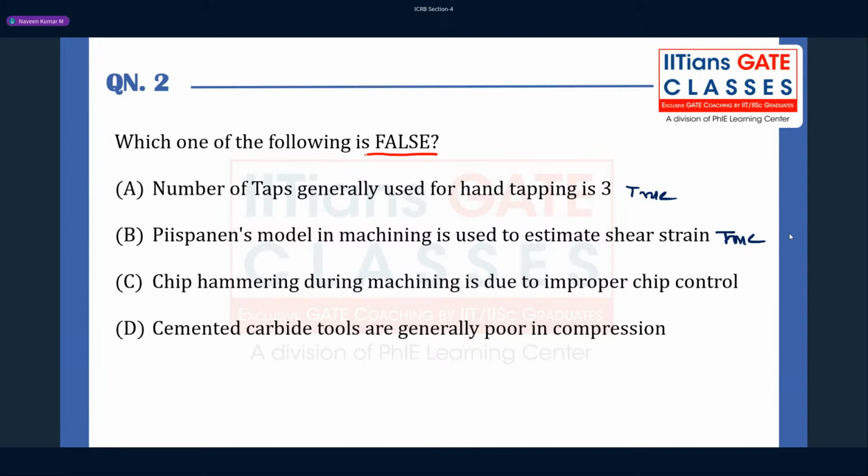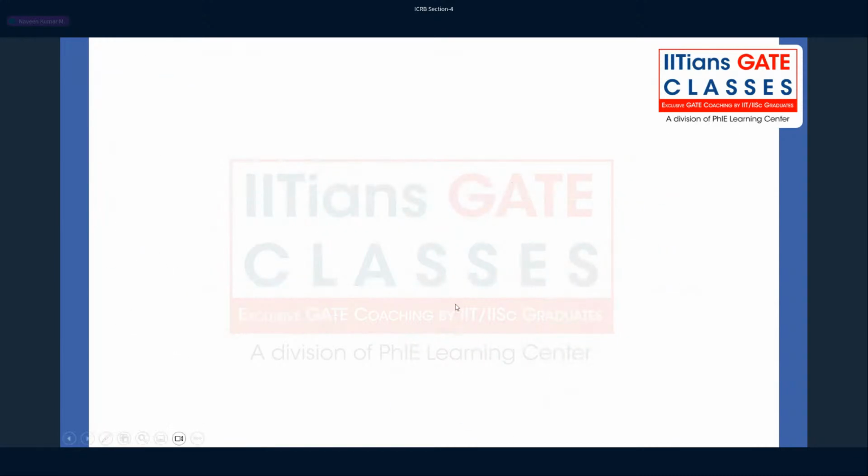Chip hammering during machining is due to improper chip control. First, we'll understand what chip hammering is, then we'll see whether it is because of improper chip control or not. What is chip hammering? Let's say you have the tool like this.